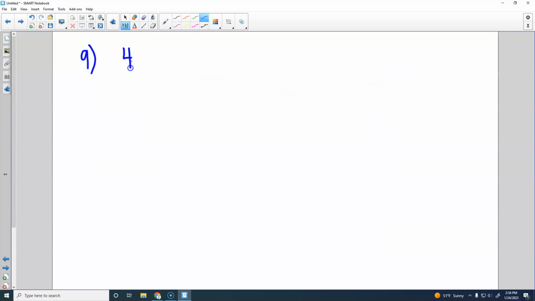we've got 4v to the 0 over negative 2u. Well, I cannot combine the v and the u because they are not the same variable. But this is v to the 0. What is v to the 0? 1. So this is really on the top just 4 times 1 over negative 2u, which is just 4 over negative 2u.